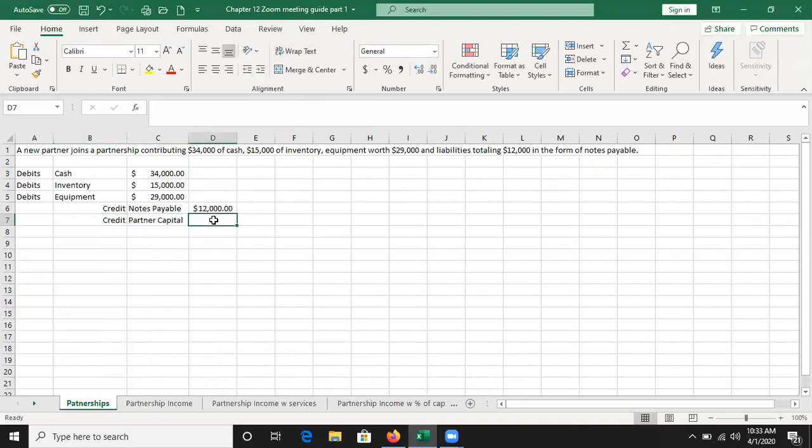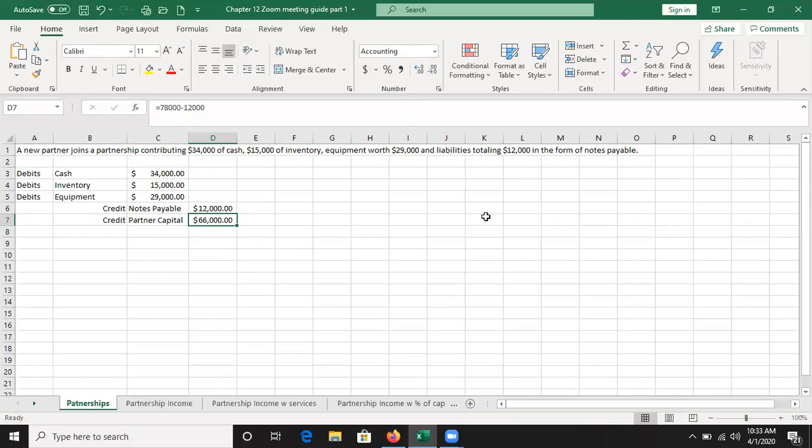So, in this case, our total debits equal 78,000. See it down here, 78,000. So we have 78,000 of debits, only 12,000 of credits. So the difference of 66,000 is going to go to partner capital.